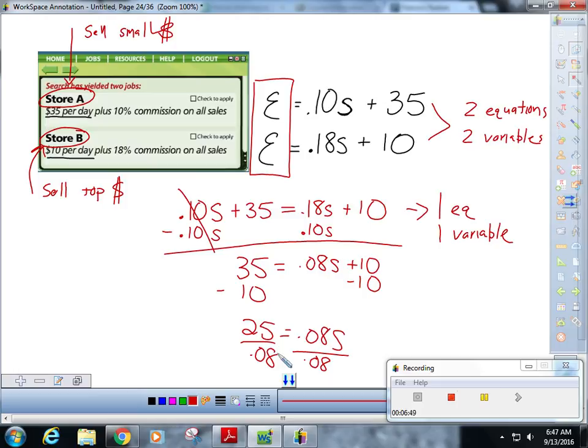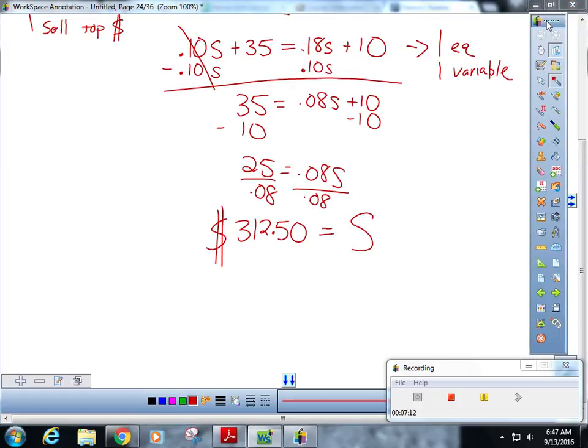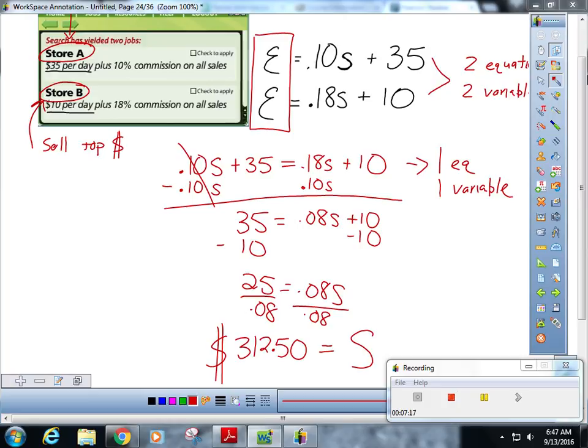Okay, pop that into the calculator. And you get 312, scroll down a little bit, s equals 312.5. Well, that's $312.50. Okay, so if we sell $312.50 worth of stuff, then it doesn't matter where we work. Okay, so that is the solution to this problem.